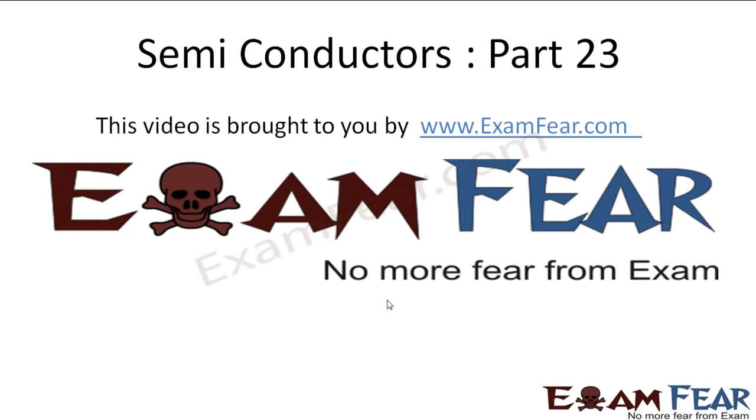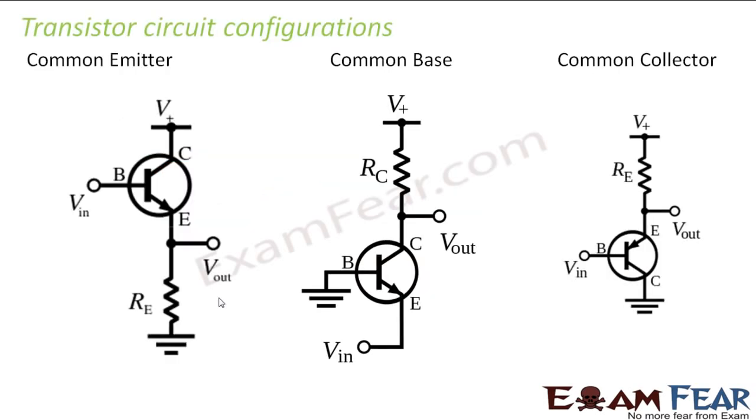Please make sure that you have watched all the videos till Part 22 before going ahead with Part 23. We will now talk about transistor circuit configurations. Now a transistor has three different configurations in which it is arranged in a circuit.